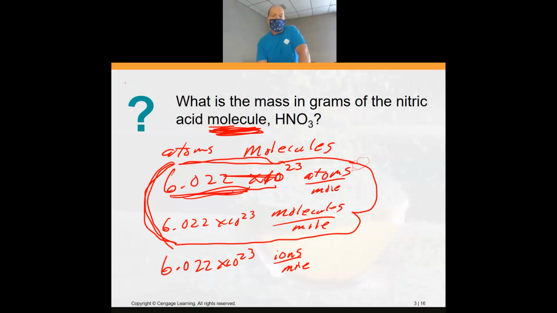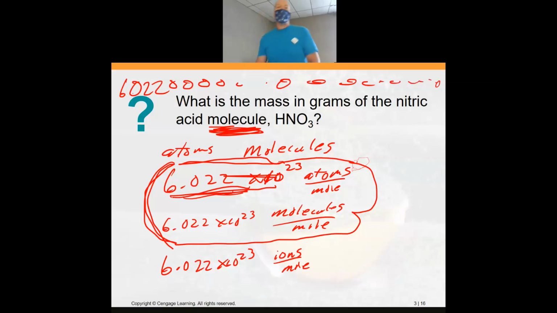Again, you write that number out at 6, and then 0, 2, 2, and then, oh my gosh, ridiculous numbers of zeros. Okay, so this is an extremely large number. The only reason why we would need a number this gigantic is if we're talking about a tiny little atom or a tiny little molecule. All right, we need a whole bunch of those things in order to weigh it on our balance. All right, so the mass in grams of a nitric acid molecule is going to be extremely small.